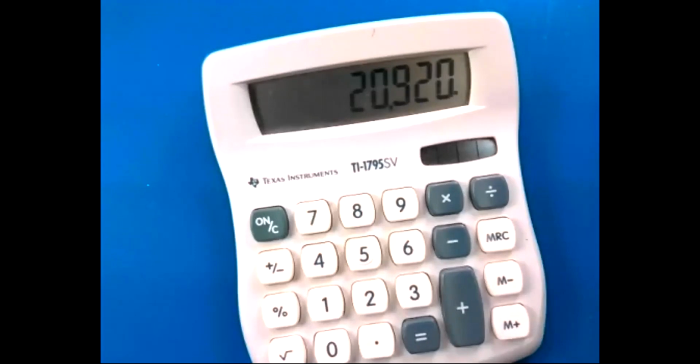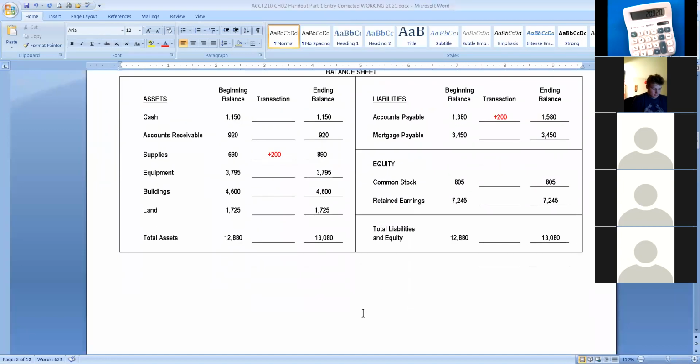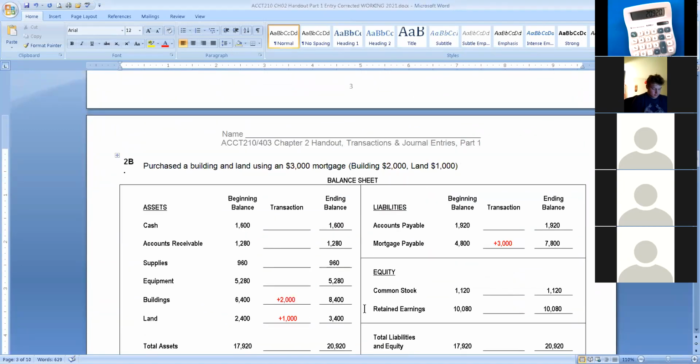There's my calculator. Oh, doesn't it look happy? All right. Back here. Okay, so let's go through.